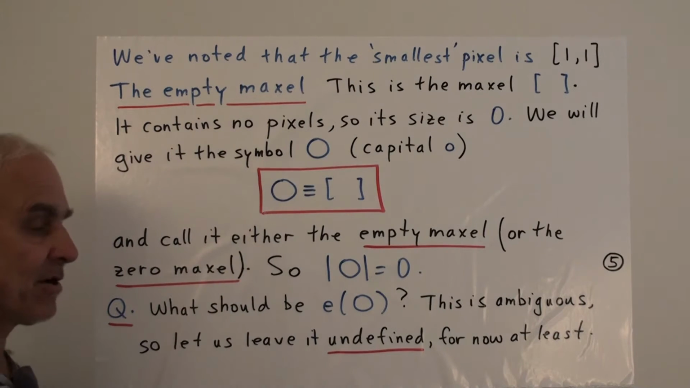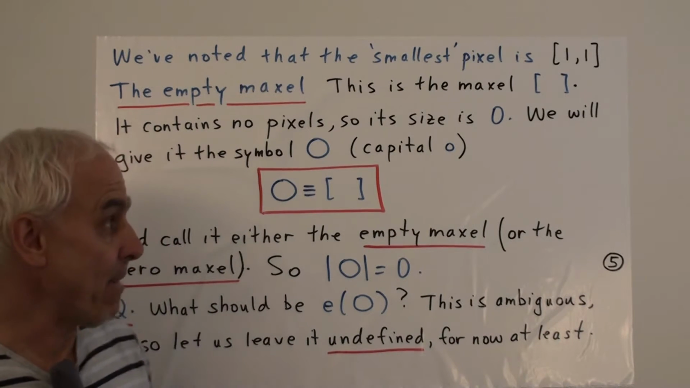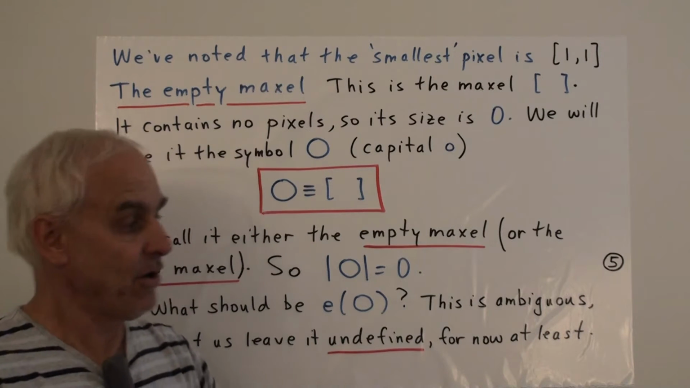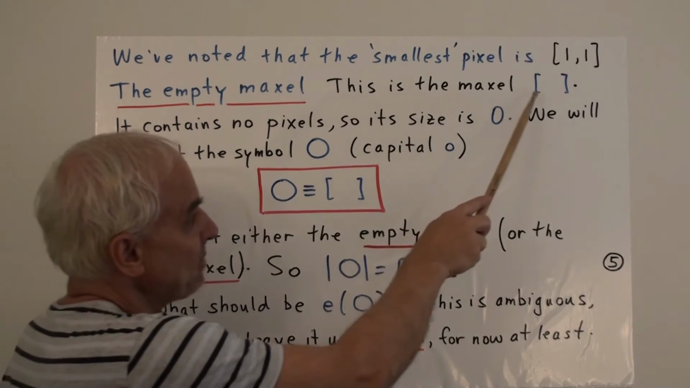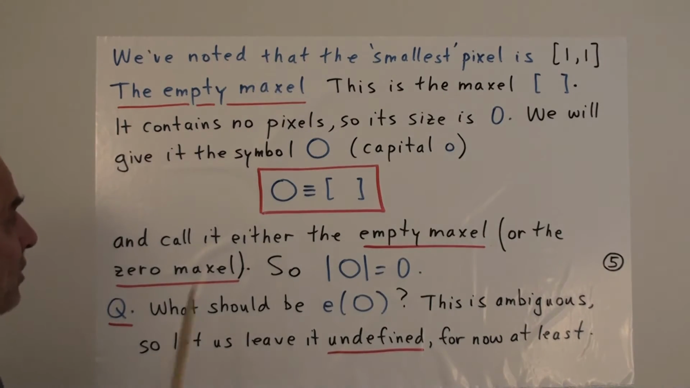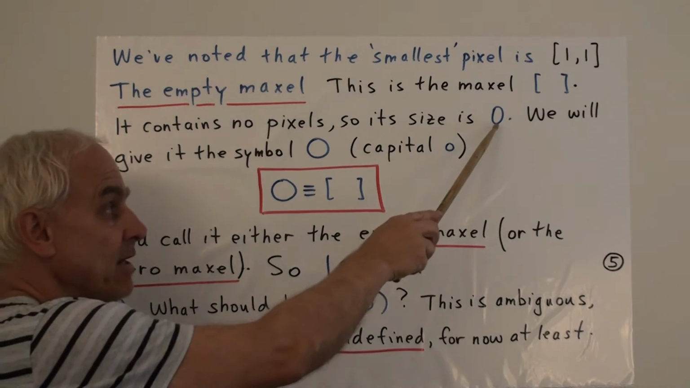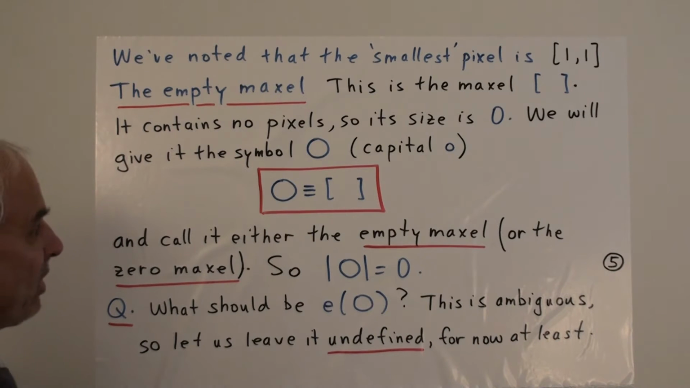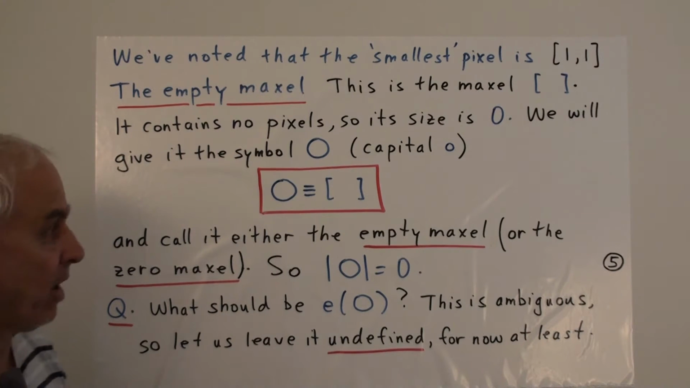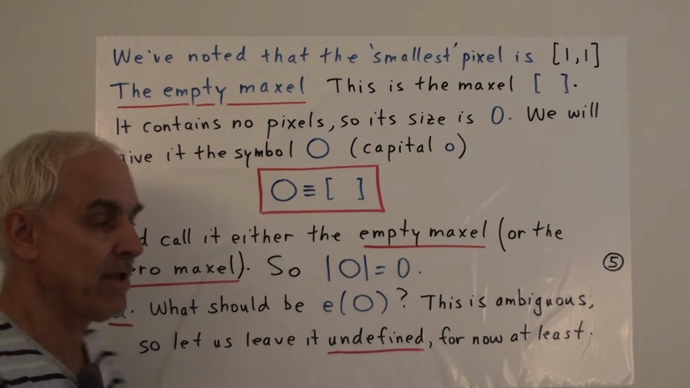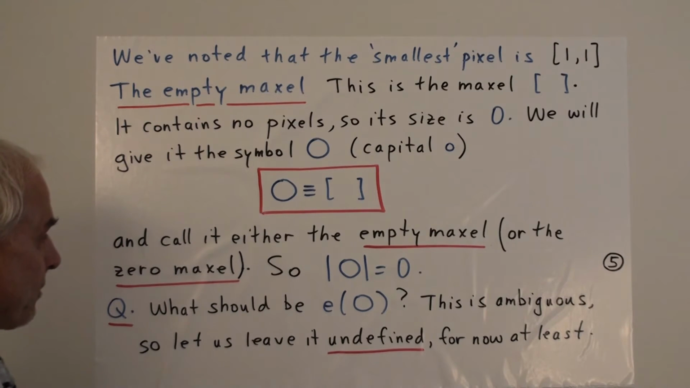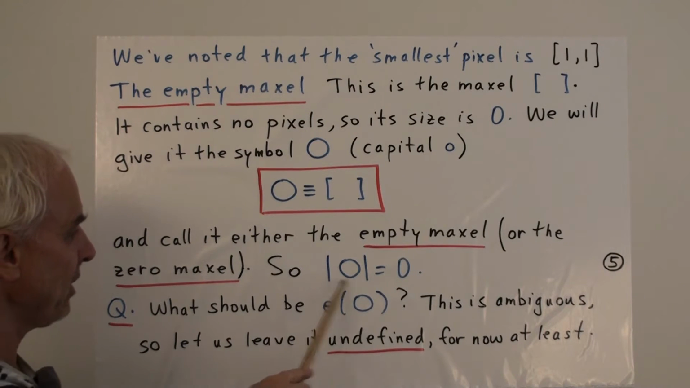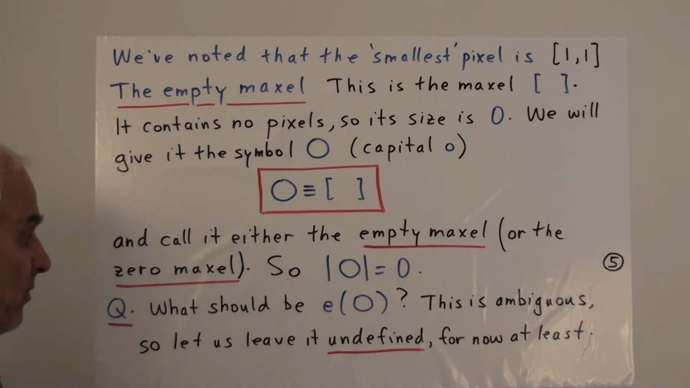The empty maxile is the smallest maxile. So a maxile is a multiset. A multiset is a collection of things. The simplest possible situation there is when that collection is empty. So the empty maxile looks like that. It contains no pixels. So its size is 0. We will give it a special name because it is a rather important object. So we'll denote it with this symbol capital O. So there's capital O, and it's the empty maxile. We'll call it usually the empty maxile, or maybe sometimes the 0 maxile. And here the size of O is 0.